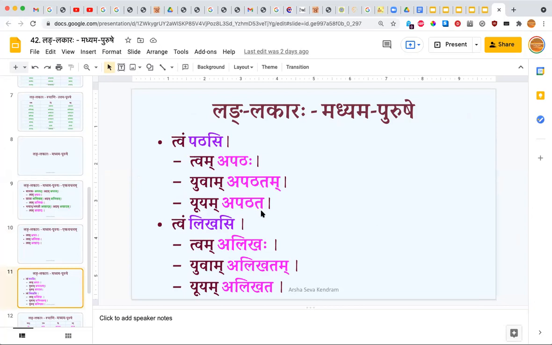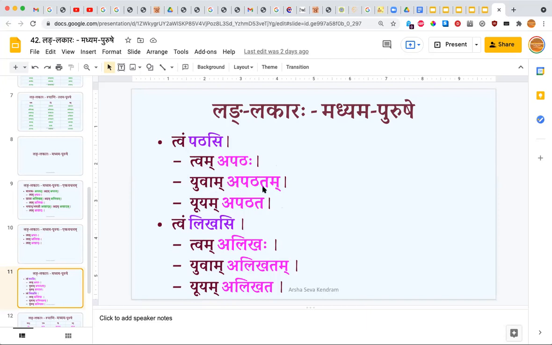If it was apatat, what would it be? Prathama Purusha Ekavachana. So we have to be careful about the halanta, visarga, etc. The meaning will change, the form will change. So tvam pathasi, you are reading, that is the Lat Lakara form. The corresponding Lang Lakara form, tvam apataha, you had studied or you studied in the past.